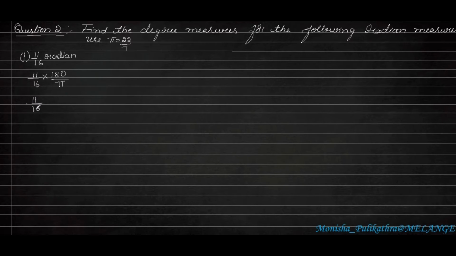So 11 by 16 into 180. Here 22 by 7, the 7 will go to the numerator. So it will be 22 by 7 here. Next, 4 4s are 16, 4 4s are 16, 2 carry. So 4 5s are 20. 11 1s are 11, 2s are. So the remaining will be 45 into 7 divided by 4 2s are 8. So 7 5s are 35. 7 4s are 28 plus 3, 31. So 315 by 8. Up to here we have to do.